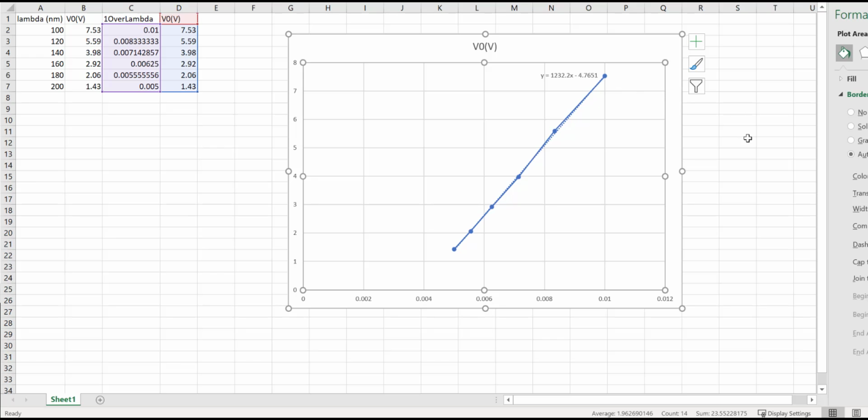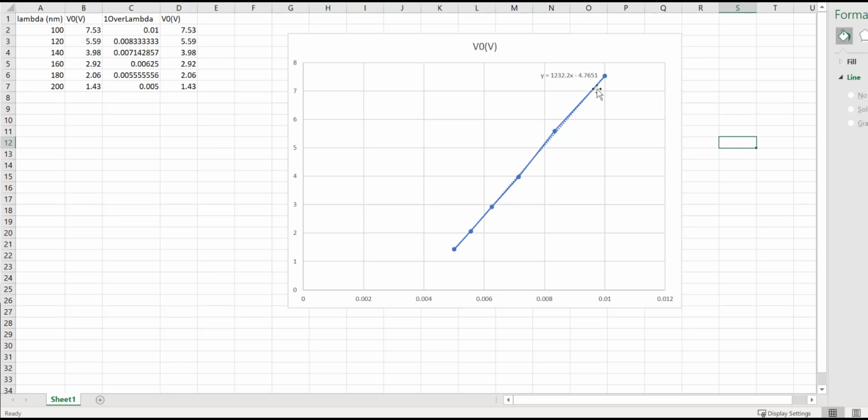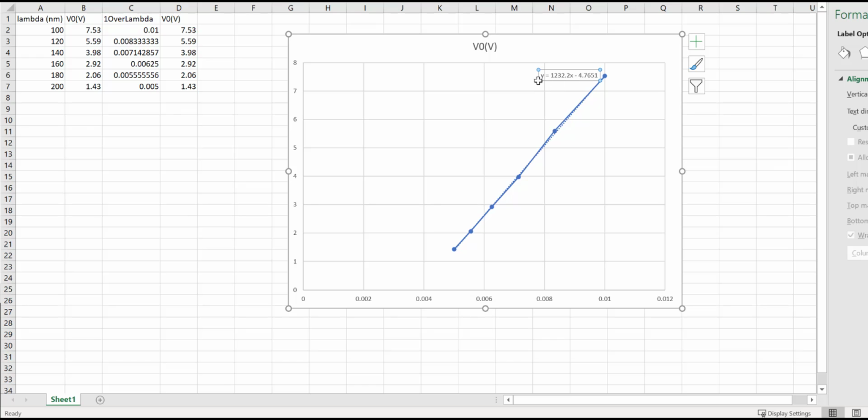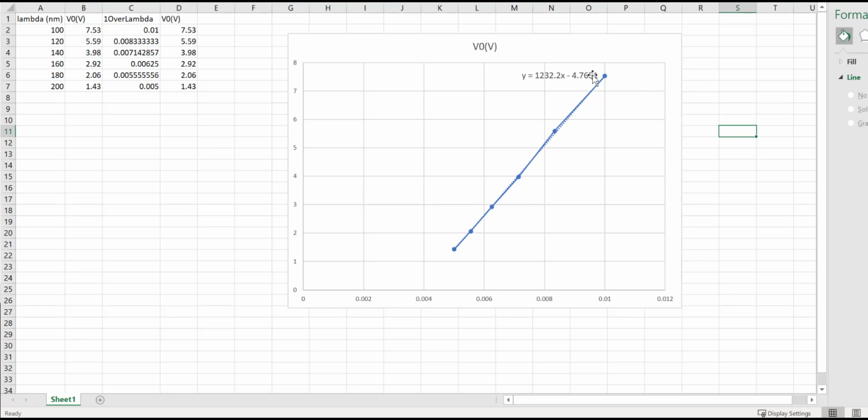I ask it to show me the trend line, and this is the trend line in here. Can I make this bigger? Yeah, let's make it bigger. Let's make it 12. Okay, so you guys clearly see from here that the y-intercept is negative 4.7651.